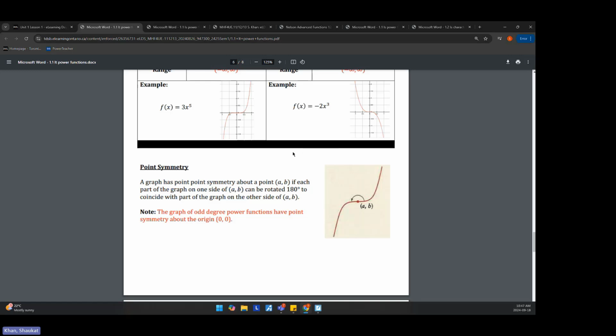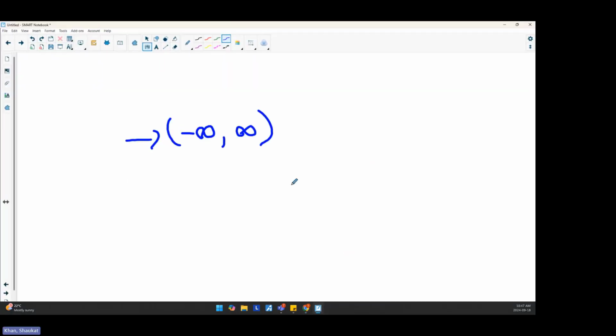What is point symmetry? So point symmetry is when a graph has point symmetry about point (a, b) if each part of the graph on one side of (a, b) can be rotated 180 degrees to coincide with part of the graph on the other side of (a, b). So if I were to rotate this whole graph 180 degrees, I know it's hard to see. Actually, hold on. I just realized I can show you.